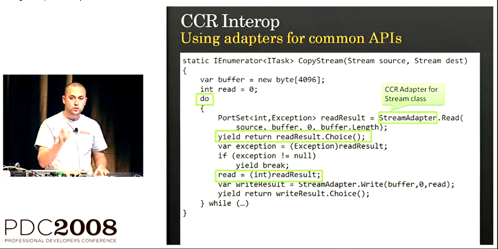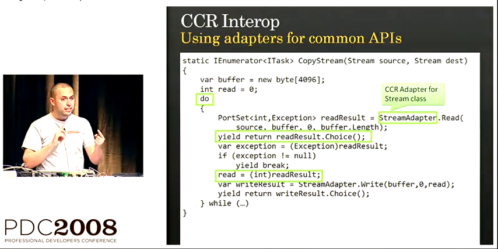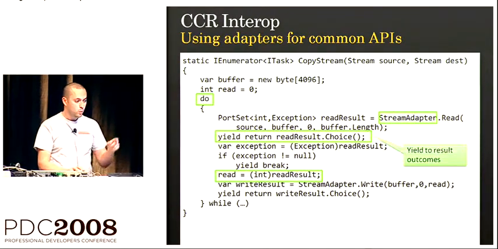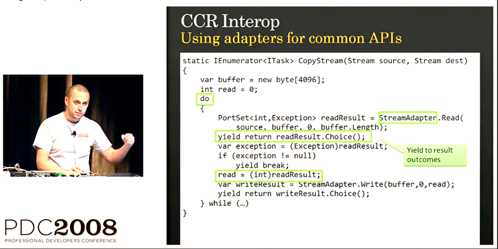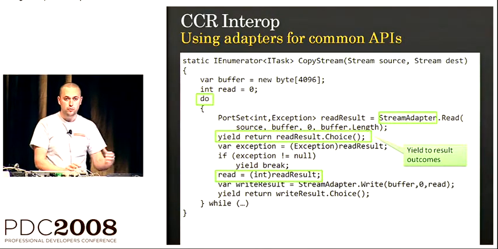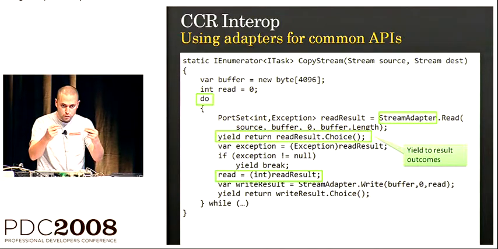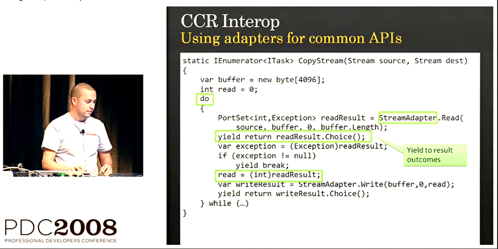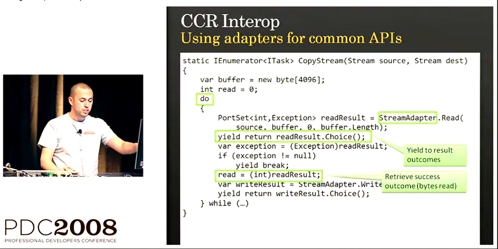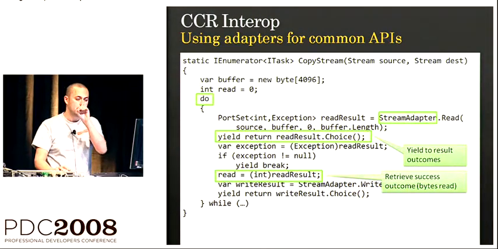So now I'm yielding to a choice. Either I read the bytes or an exception occurs. When either one is true, I'm going to wake up on the line below. That is really powerful. I have one piece of code, I originate the operation, and I deal with failure on the line below. And here you just do a simple cast. It extracts the typed item from the port.